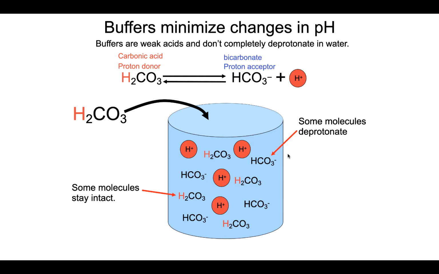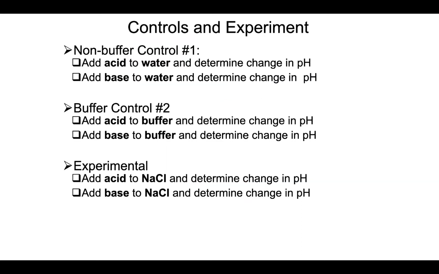Or if we added an acid to this solution and we've increased the hydrogen ion concentration, this weak acid, this buffer, can suck up some of those excess protons by binding to the proton acceptor and making more of the protonated state. Okay, so weak acids can react in either direction, sucking up excess protons or donating protons when some have been taken away. And in doing that, they minimize changes in pH.